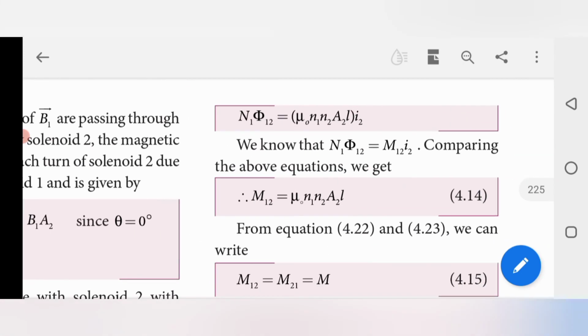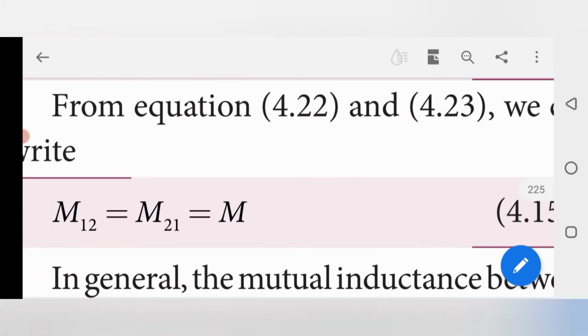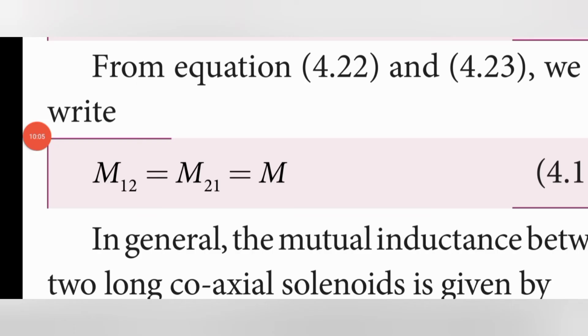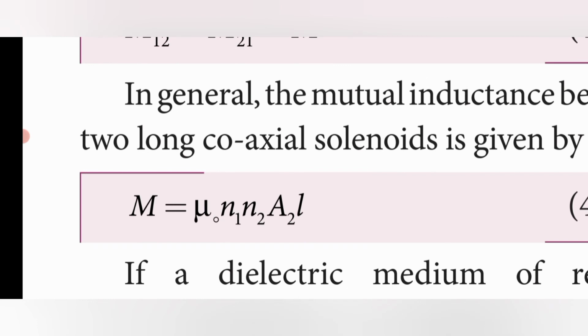So from this equation we get M12 is equal to M21 is equal to M, because of the mutual inductance between the two coaxial solenoids here. So this is also the general equation for the mutual inductance between two long coaxial solenoids. And the M value is equal to mu naught N1 N2 A2 L.